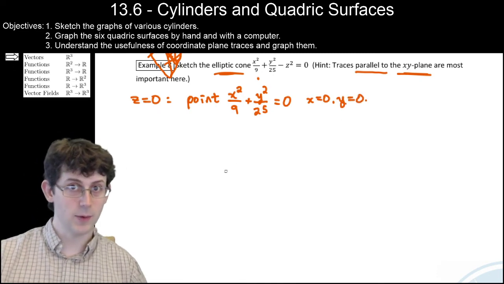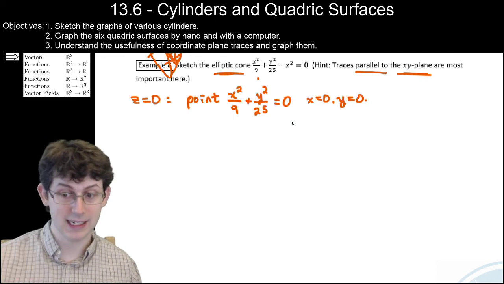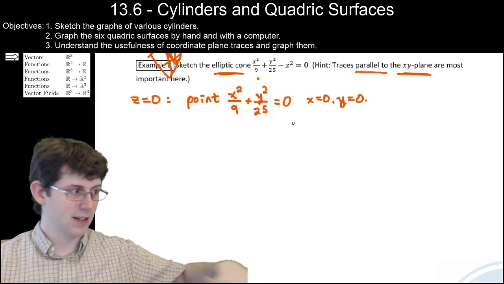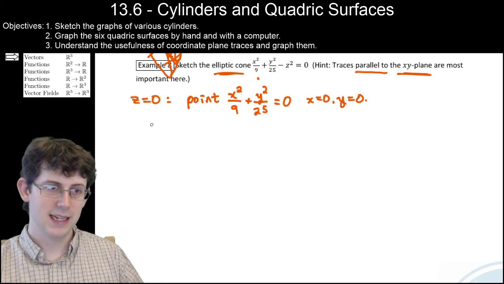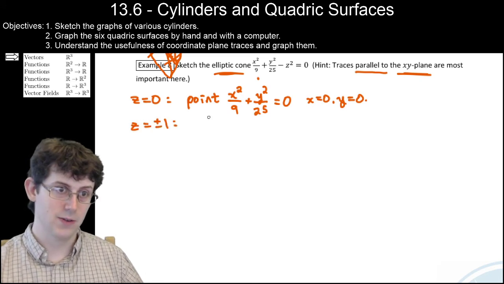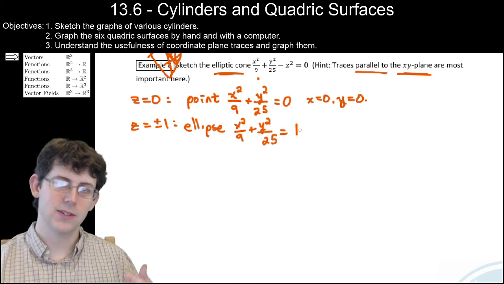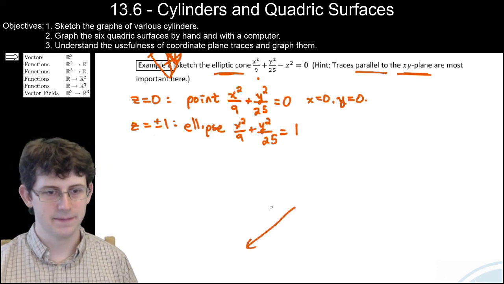So on the xy plane, you have to be careful about this, that the standard forms for ellipses and hyperbolas have equals 1 at the end. On the xy plane, there's just a single point that everything comes to. If you instead let z equal plus or minus 1, then you get the 1 that you were expecting, and then you get an ellipse. And as you let z get bigger, you'll get bigger and bigger ellipses. So this is already enough information to draw it.